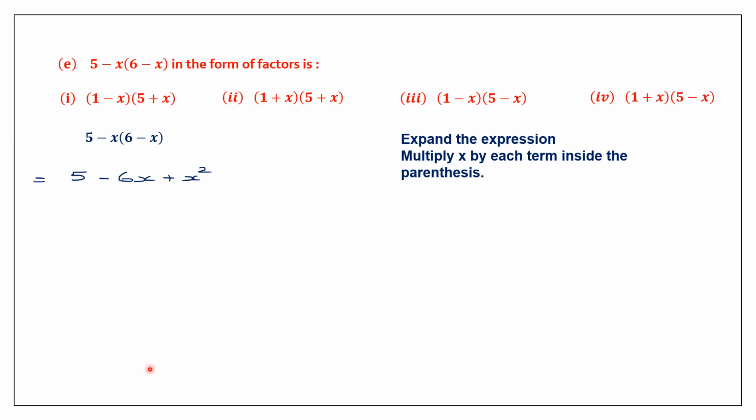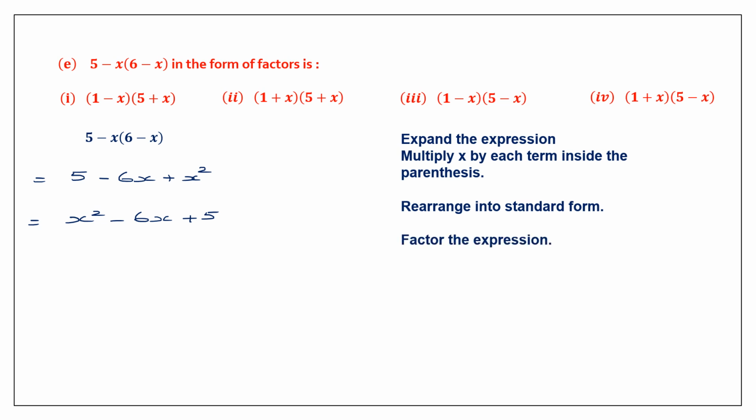So what do we have here? We have 5 minus 6x plus x square. Let's rearrange this in the standard form. In the standard form, you put the x square first. So let's write that: x square minus 6x plus 5. Next step will be to factor the expression.